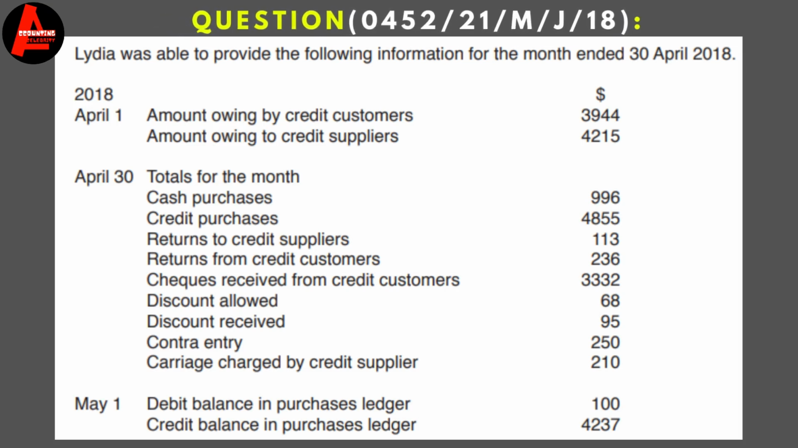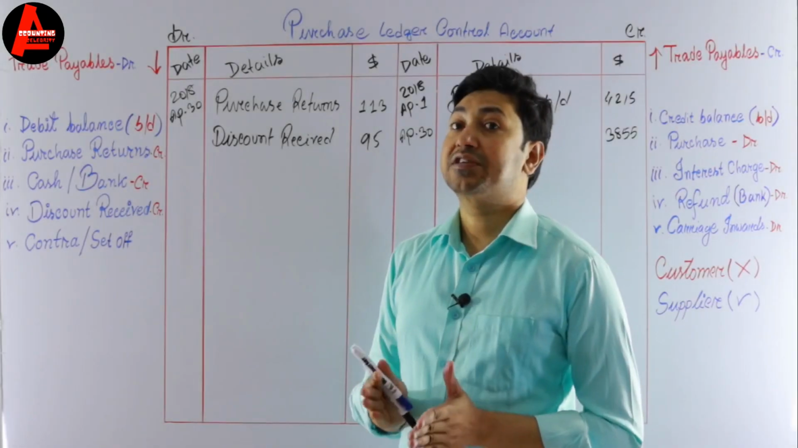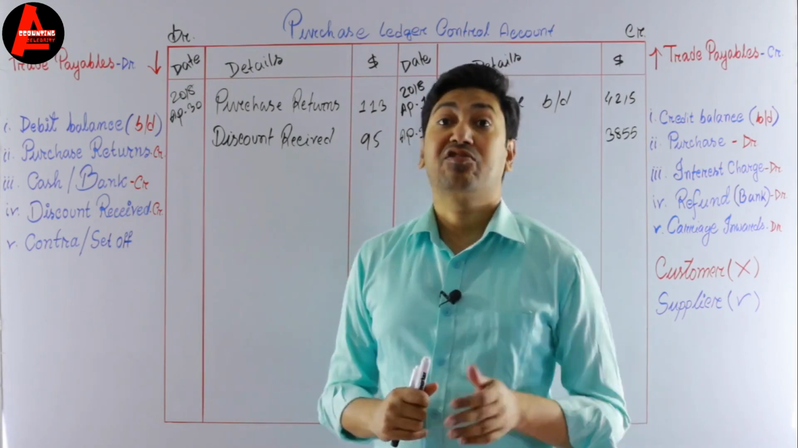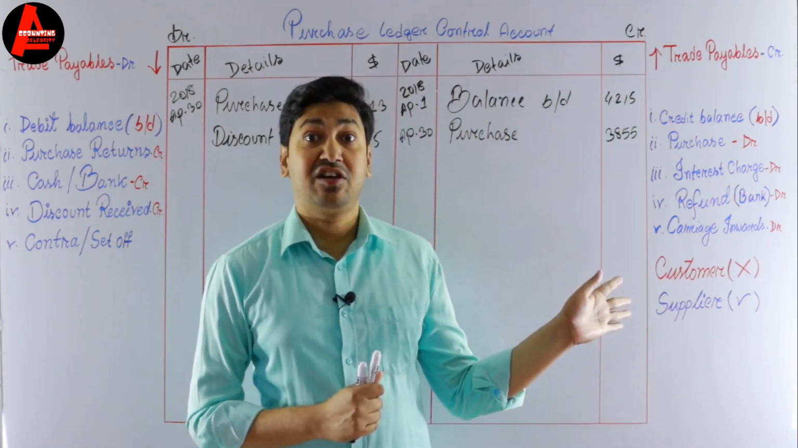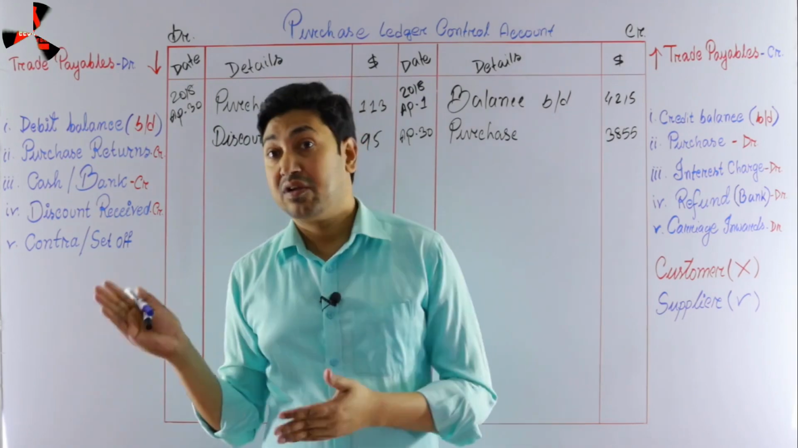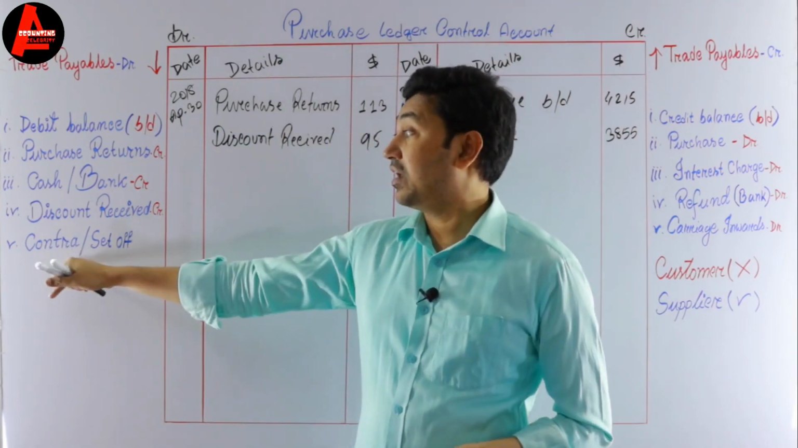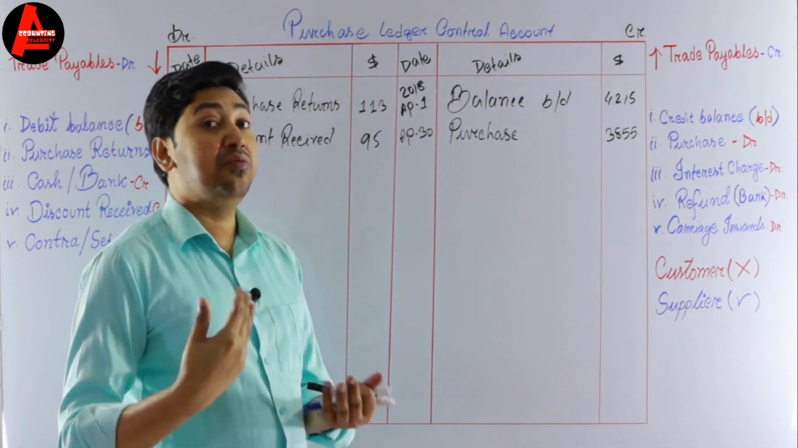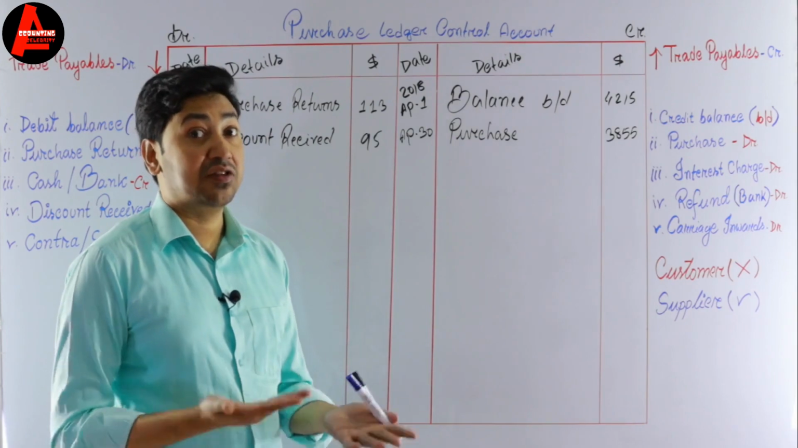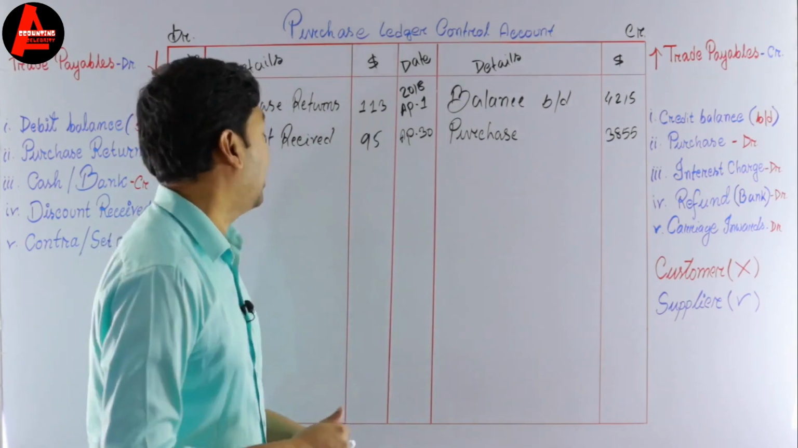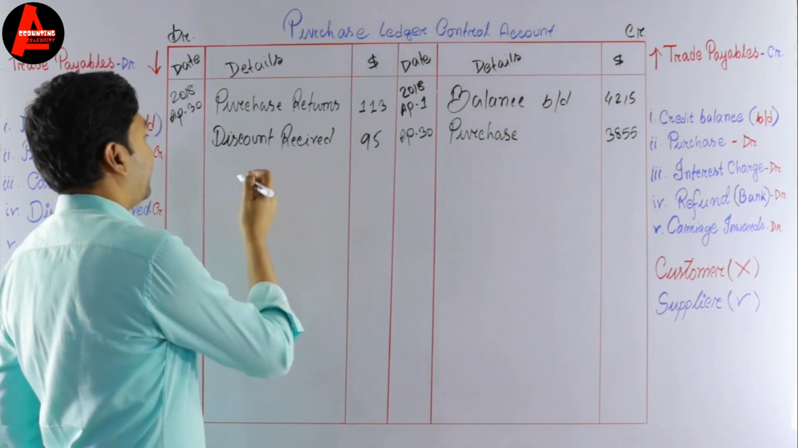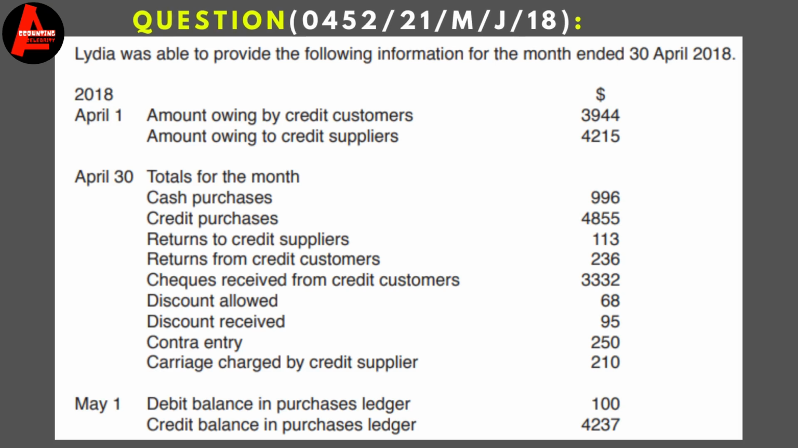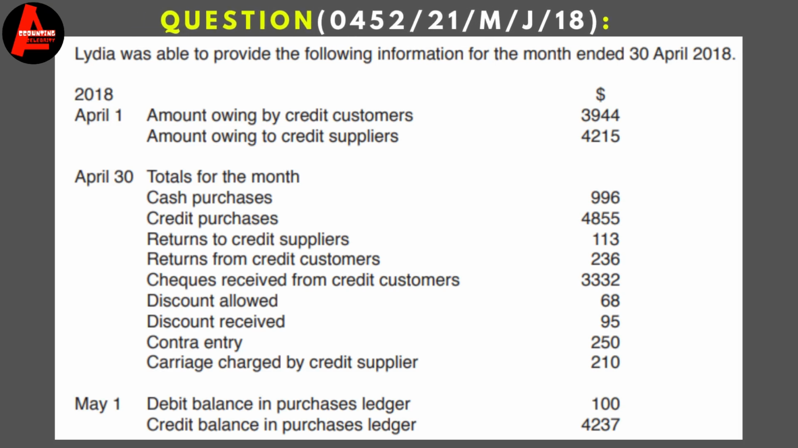Okay, so contra entry is a transaction which appears on the debit side of purchase ledger control account and the credit side of sales ledger control account. So we are doing purchase ledger control account, we have to record it in the debit side. Don't be confused, contra will sometimes be written as set off. Set off and contra, these two terms are the same. So let us write here contra, $250. Okay, very good.